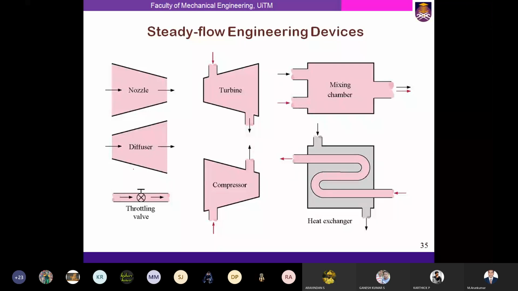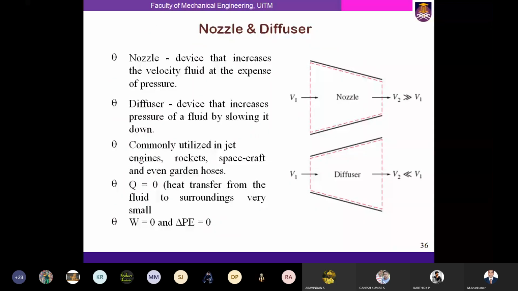So we can take nozzle and diffuser. Can you imagine what is a nozzle? The nozzle is a device that increases the velocity of the fluid at the expense of pressure. V1, you know what is V1? So this is inlet, this is outlet. So assume a nozzle.